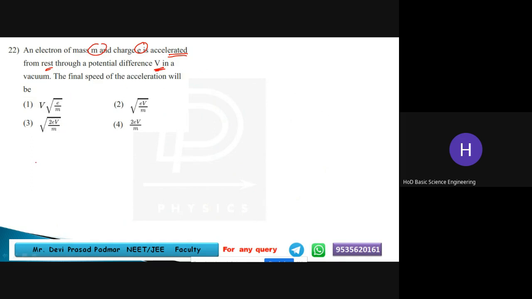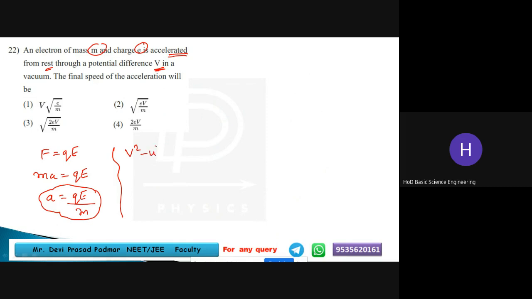How can you do it? F is nothing but Q into E. The force experienced is charge into electric field. Mass is given, therefore we can write m into a, acceleration, equal to Q into E. From this you can calculate acceleration. That is QE divided by m, or QV divided by m. Now you have to calculate the speed, and the initial speed is 0.